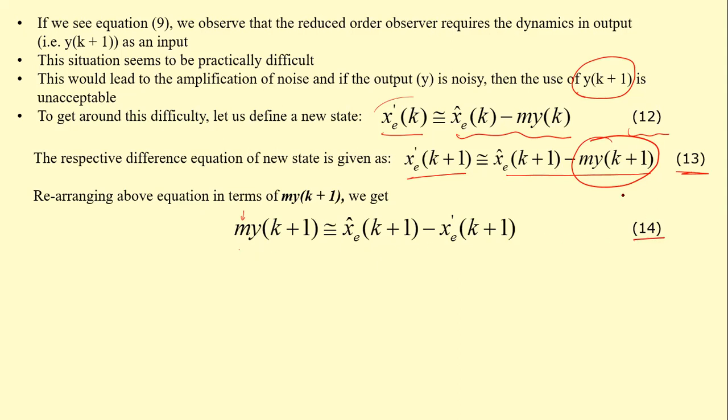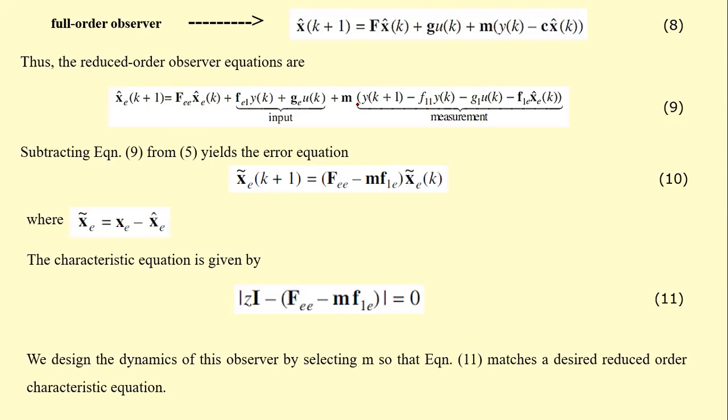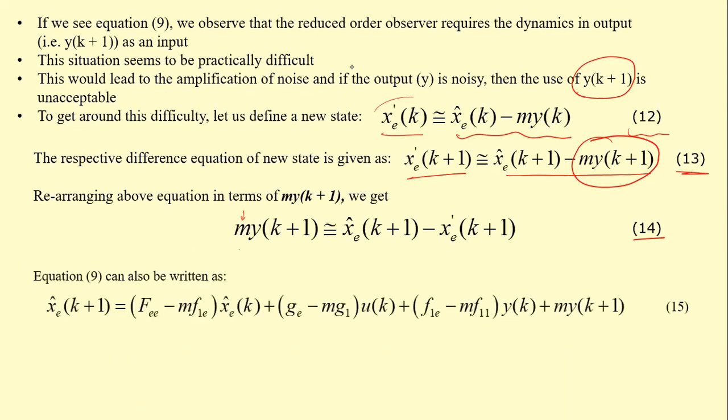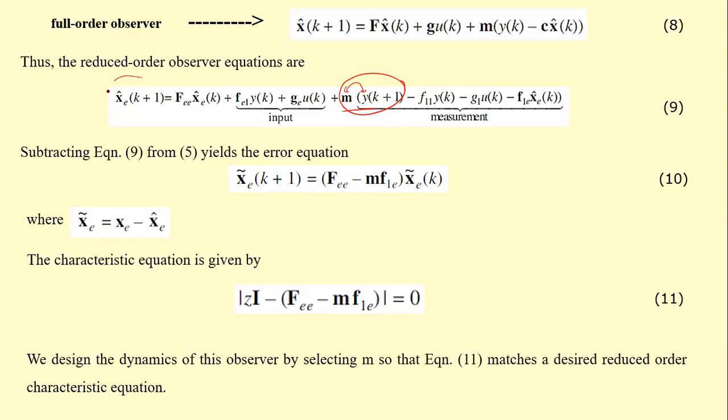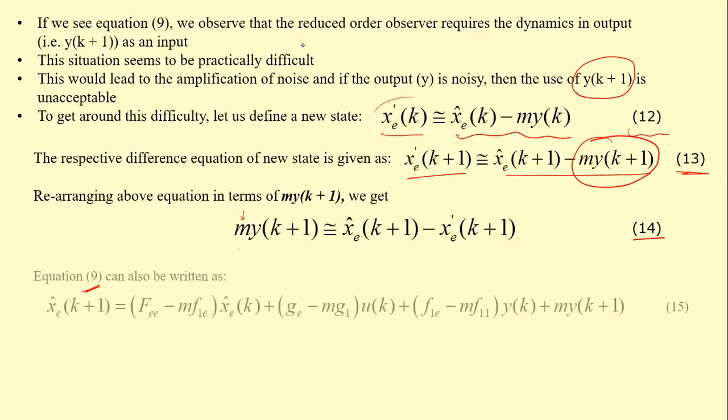Now, in equation number 9, if you open up this bracket, you will get M y(k+1). So we will try to replace M y(k+1) here. We can rearrange equation number 9 and write it in this form also. So what we have done is simply rearranged or simplified this equation to get equation number 15.